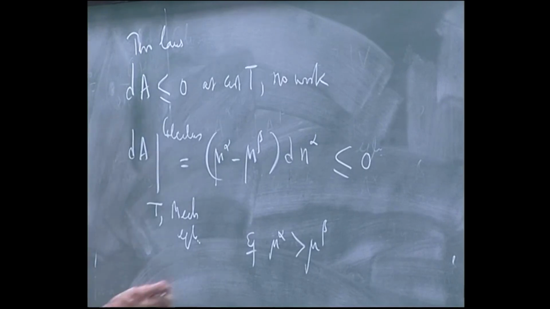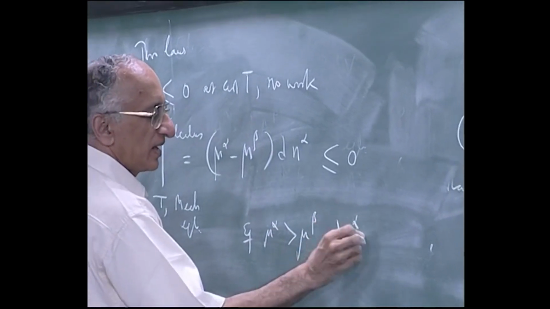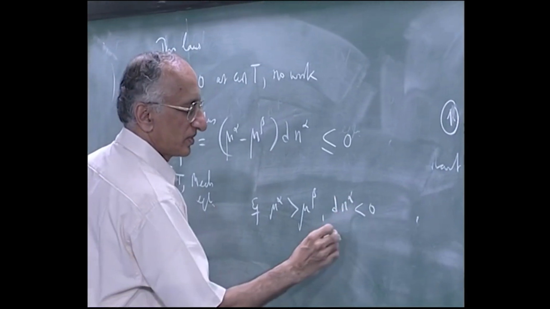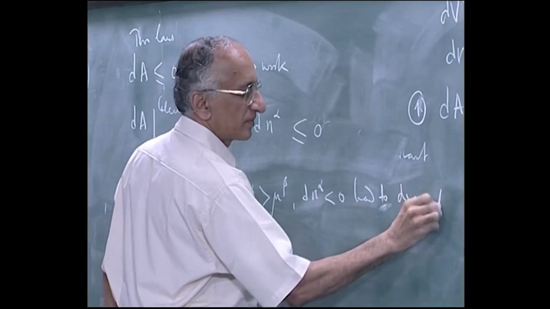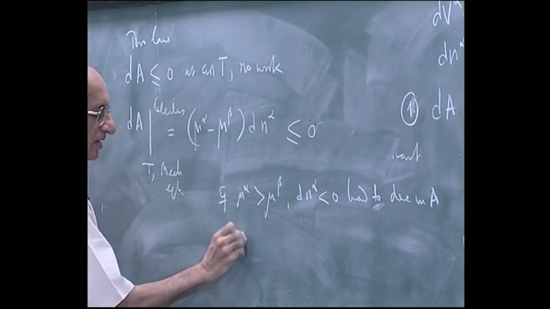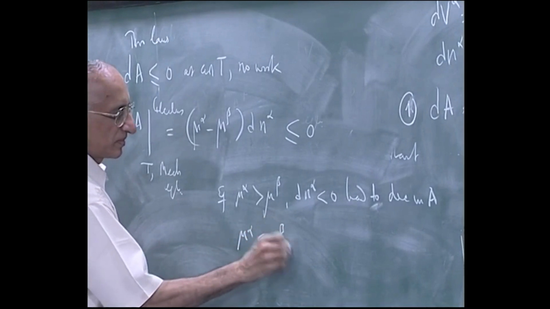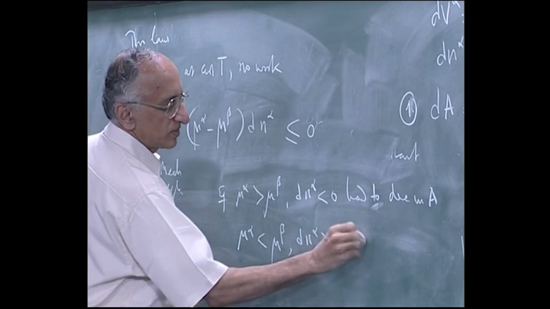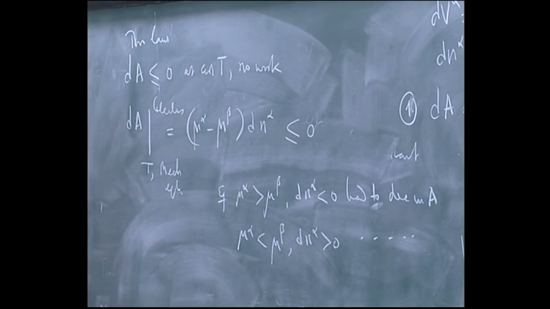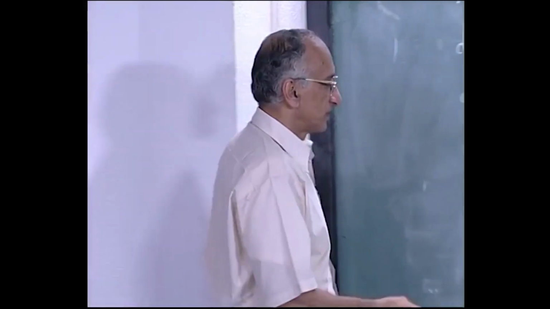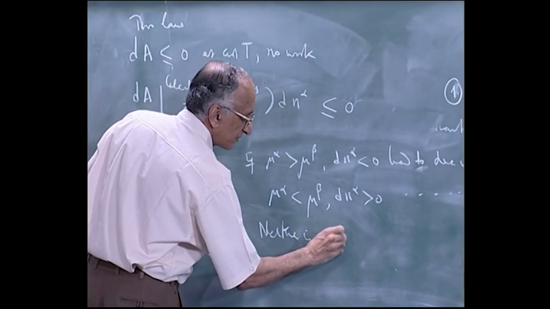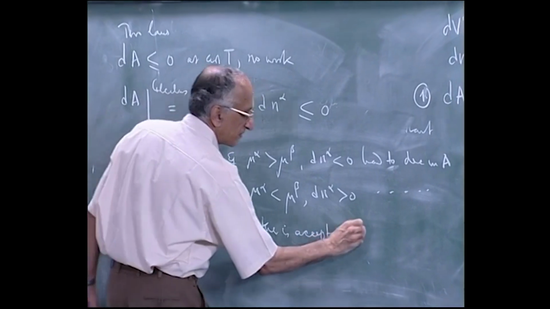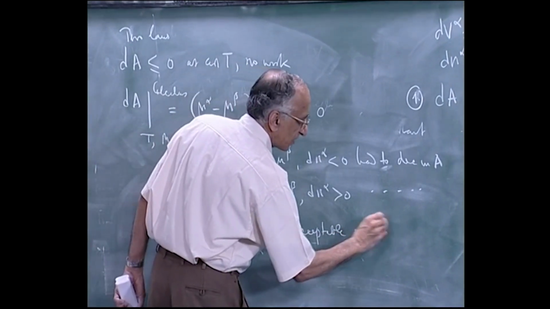Therefore the conclusion, that is, if mu alpha is greater than mu beta, dn alpha less than 0 would lead to decrease in A. If mu alpha is less than mu beta, dn alpha greater than 0 would lead to decrease in A. Neither is possible if you are already at equilibrium. Neither is acceptable if the system is already at equilibrium.